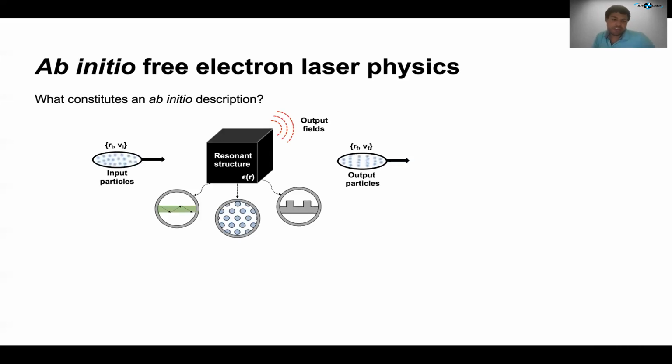And so this picture kind of summarizes what I mean by ab initio description. If you tell me the initial positions and velocities of the particles and you tell me the permittivity of the resonant structure, then I will tell you the state of the output particles and the state of the output fields. In other words, I will tell you what lasers.